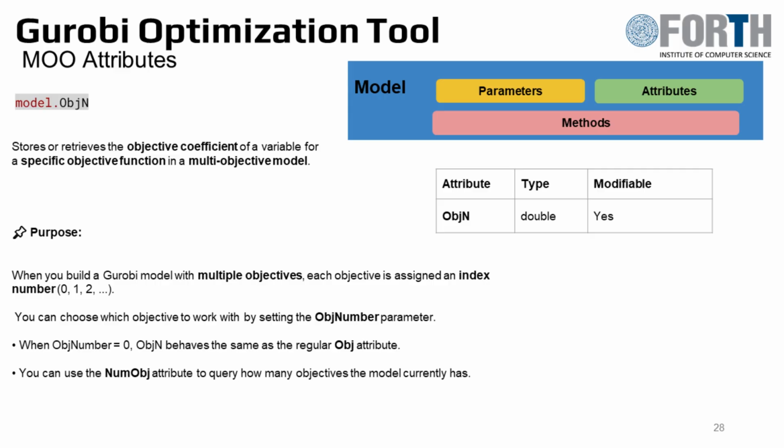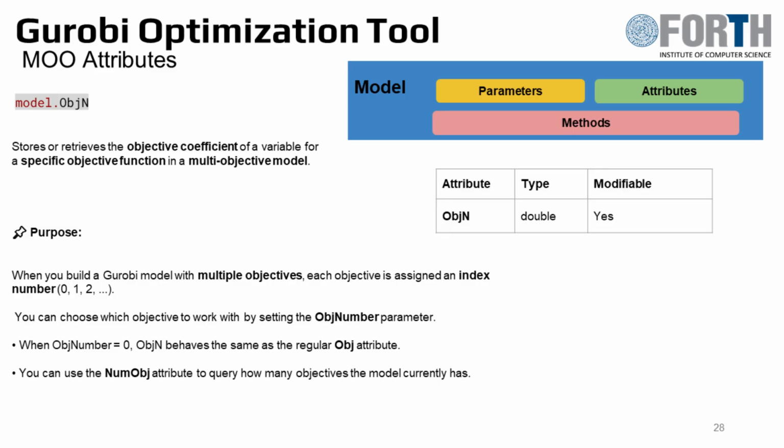When working with multiple objectives, each objective has its own set of coefficients. This is where the ObjN attribute becomes important. ObjN stores the coefficient of a variable for a specific objective function. Since a model may contain several objectives, you must specify which one you're referring to. This is done using the ObjNumber parameter. By setting ObjNumber to a particular index, you activate that objective. Then, when you read or modify ObjN, you're working with the coefficients of that selected objective.